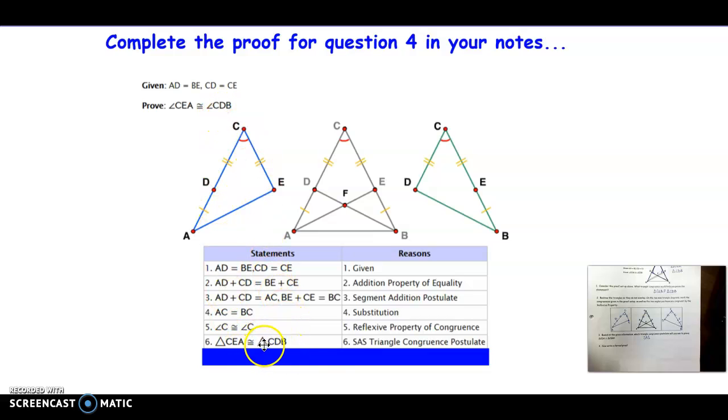And remember, following congruence of triangles, almost always we use CPCTC. The corresponding parts, which you have 3 angle parts and 3 side parts, are also congruent. So angle CEA and angle CDB are congruent using corresponding parts of congruent triangles, which are also congruent. So we have congruent triangles first, and then their corresponding parts are congruent.